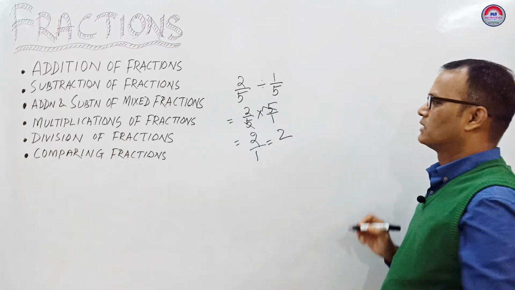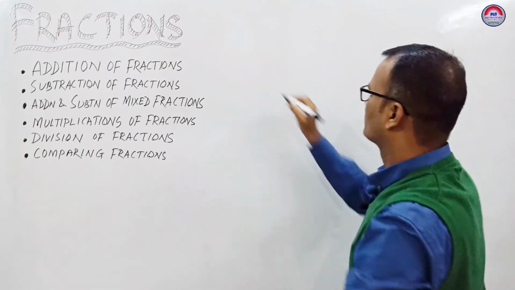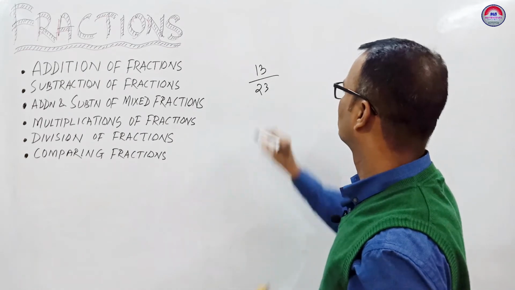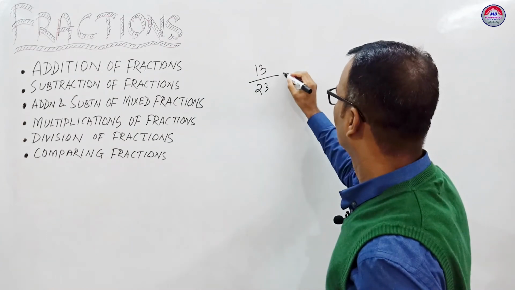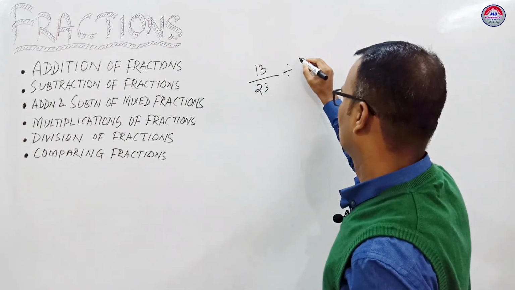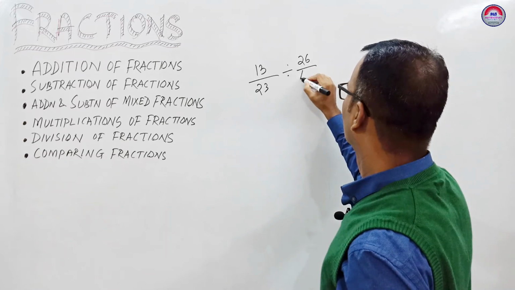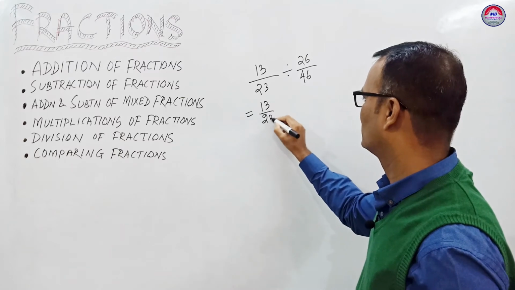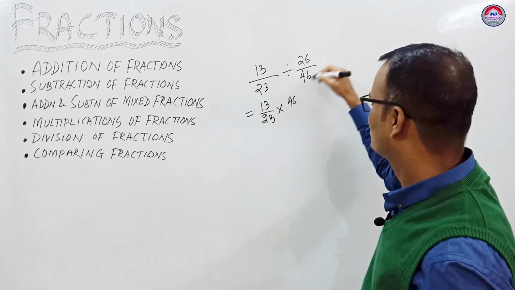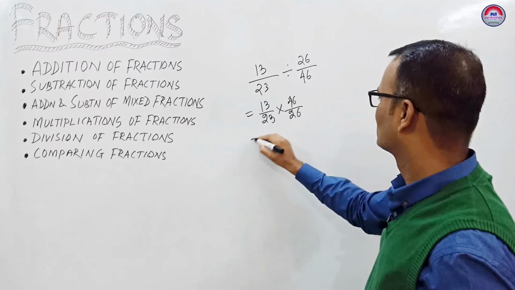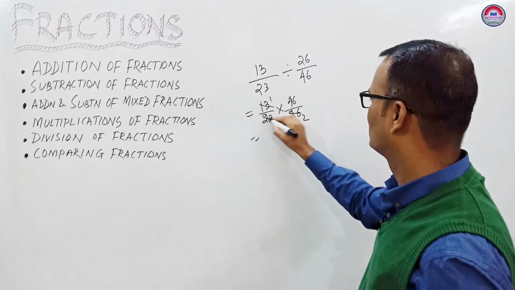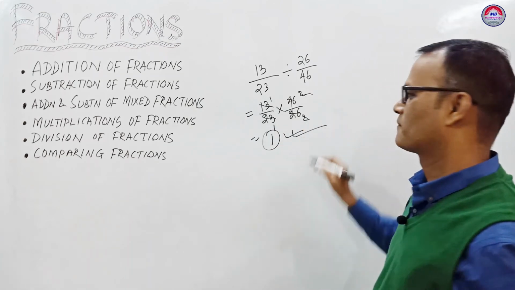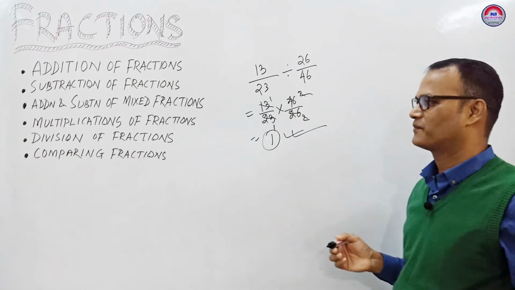Okay. Next question, suppose 13 by 23 divided by 26 upon 46. You can write easily 13 upon 23 into, just reciprocate it, 46 upon 26. So now 13 2s are 26, 23 2s are 46, cancel, it is 1, so the answer is 1. So we can divide this one.